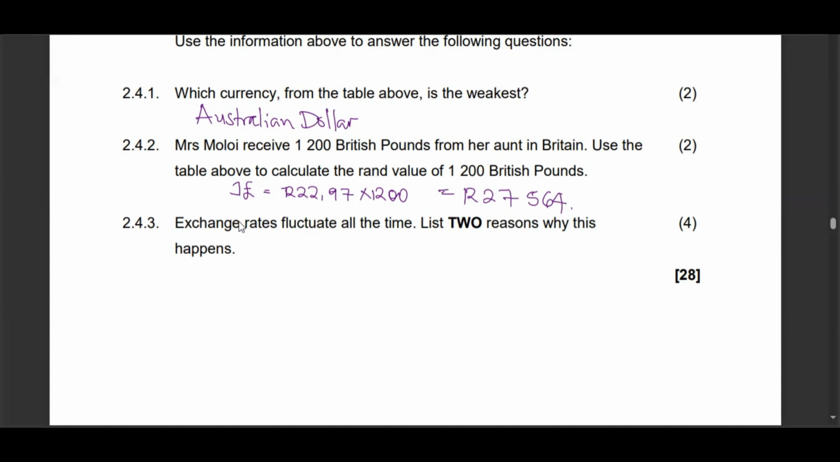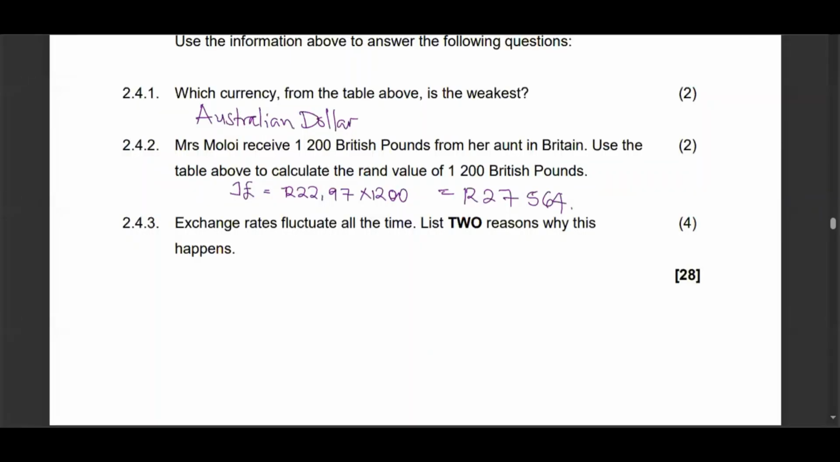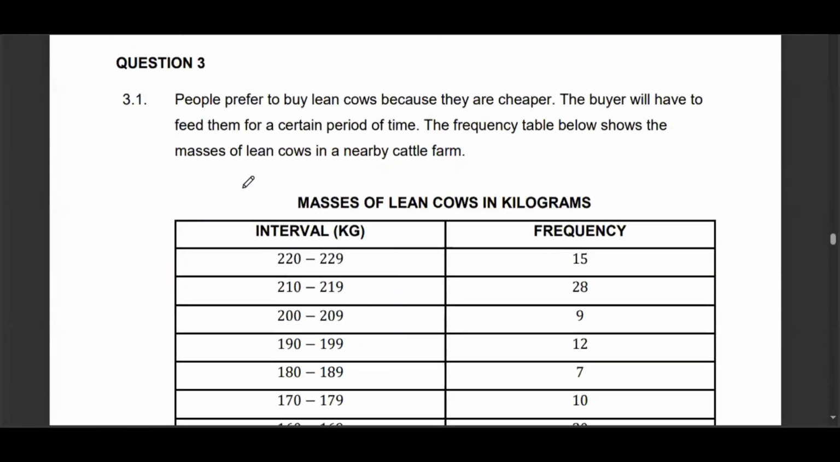Exchange rates fluctuate all the time. There are two reasons why this happens. This is economical. Number one, it could be what we call inflation, right? Then also change in costs of commodities. When I talk of commodities, I'm talking of minerals, all right? And other factors from economics. This marks the end of question number 2. We look at question number 3.